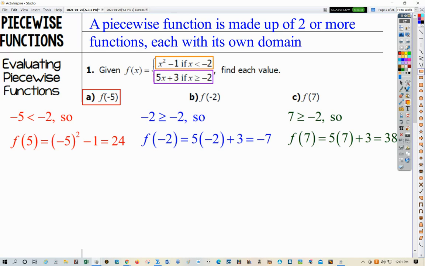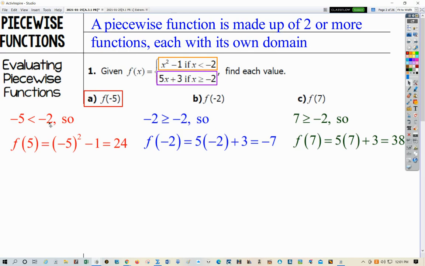Because -5 is less than -2, we're going to plug, that's supposed to be a -5 there. Whoops, I got to fix that. So that's supposed to be a -5, right? So we're going to plug the -5 in for x in the top piece. And so every place I had an x, I'm just going to replace it with a -5. So I'm going to get -5 squared, which is 25, minus 1, which is 24. So for part A, f of -5 is 24. That's my output value when I input a -5.